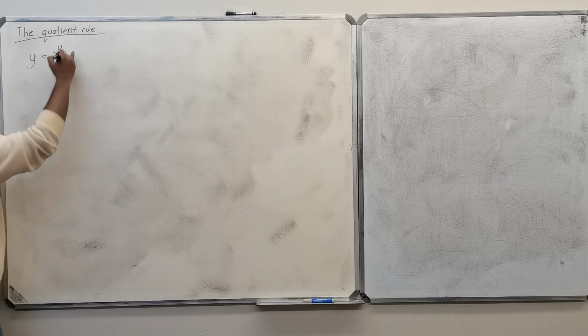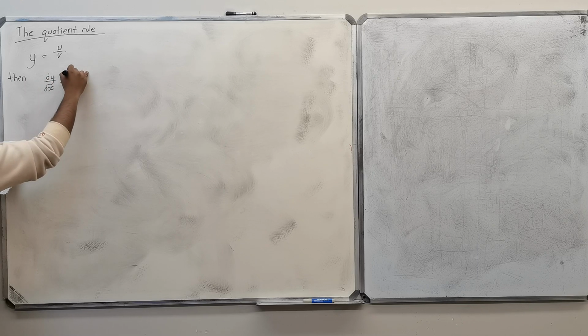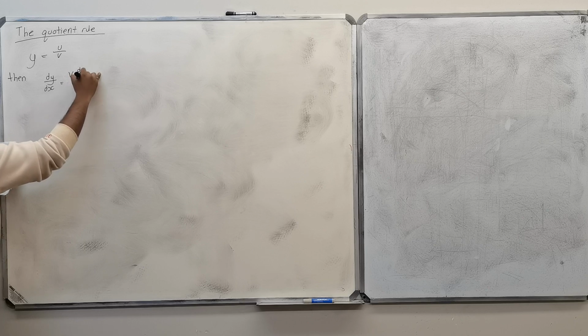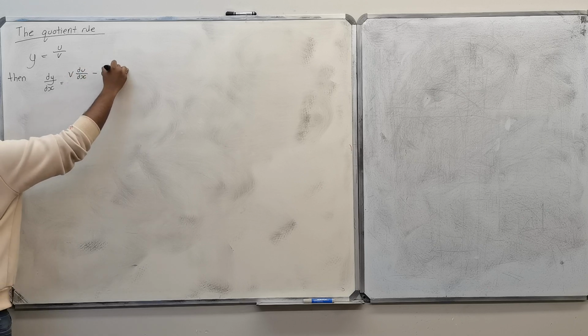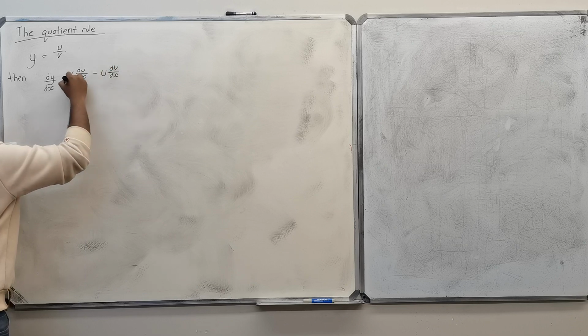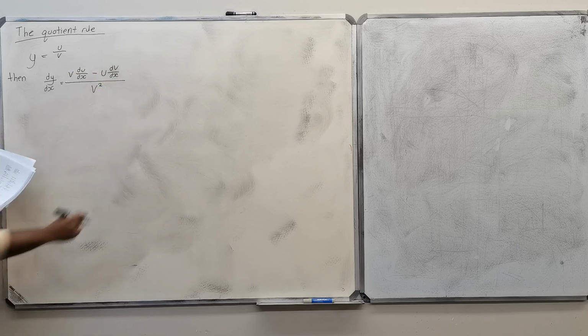Okay, quotient rule, right? If u and v are functions of x, and you have an equation of y equal to u over v, then dy over dx is equal to v du/dx minus u dv/dx, all over v squared. That is the formula.